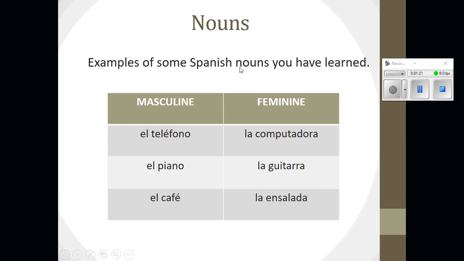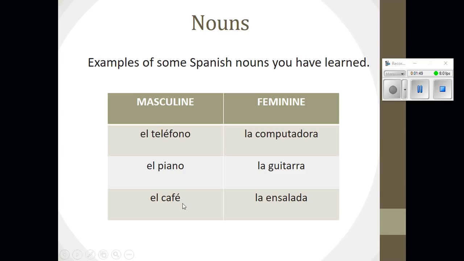Okay, so here are some examples of some Spanish nouns you have already learned. Let's look at the masculine side first. El teléfono, el piano, and el café. So notice the first two masculine nouns end in O, just like we said, but this one, el café, ends in an E. So this is one of those exceptions. The word café happens to be a masculine word in Spanish. You must memorize that.